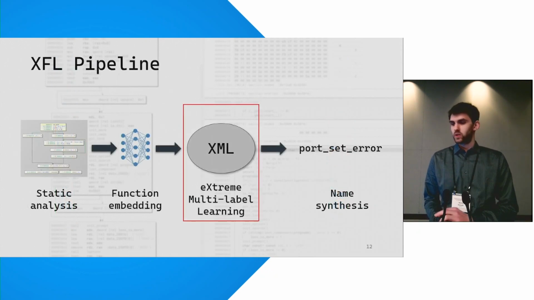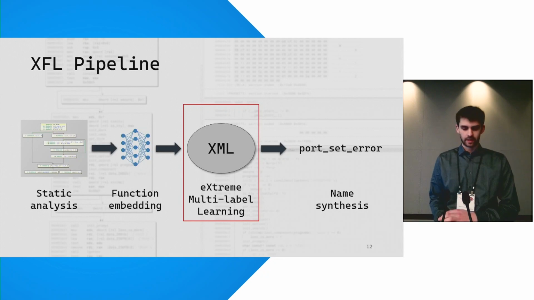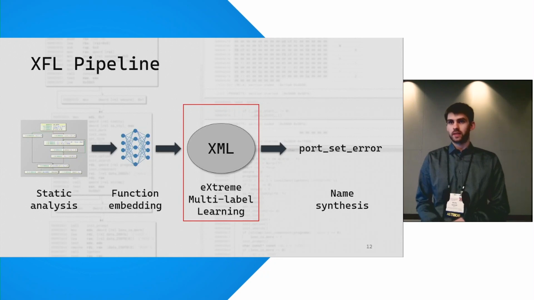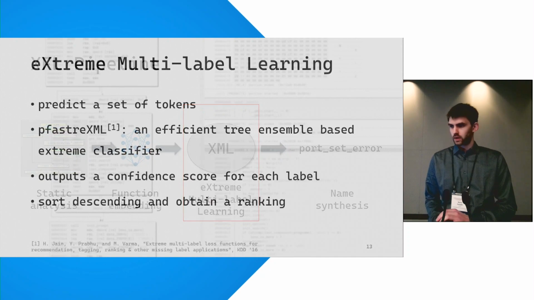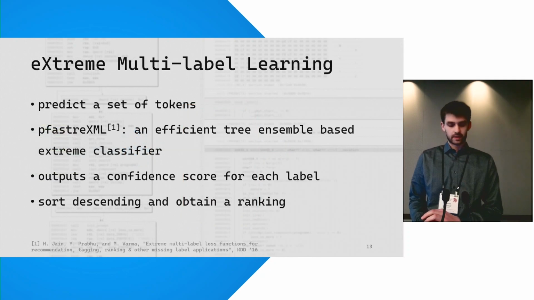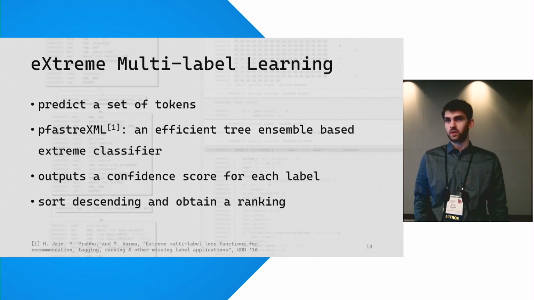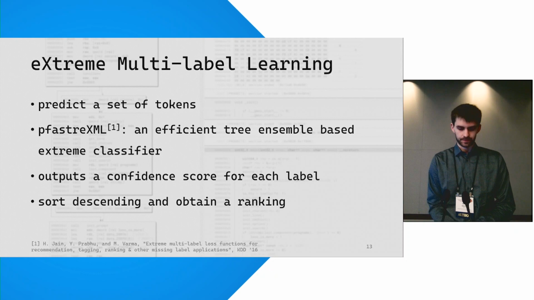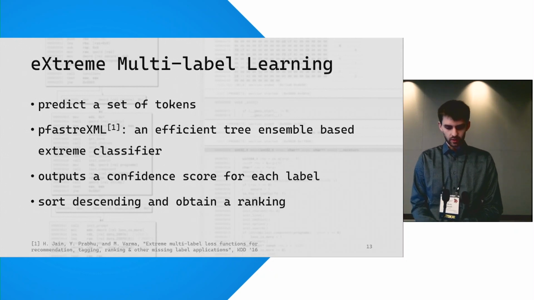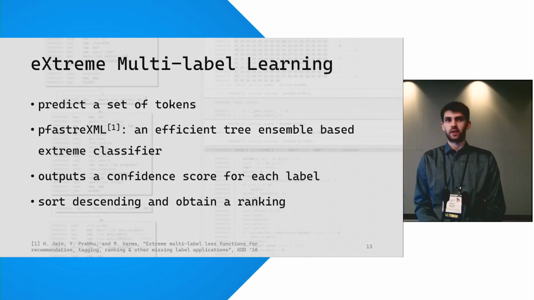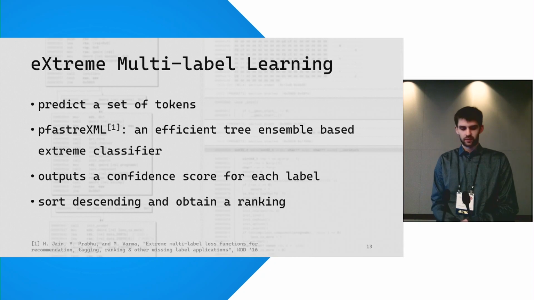All right, so now we want to predict tokens from our Dexter embedding. And we are using extreme multi-label learning borrowed from the information retrieval community. So our goal is to predict a set of tokens. Please note that this is different from multi-class learning, which only aims to predict one correct label. When the label space is small, you could get away with learning a classifier for each label, but this doesn't scale very well for us.